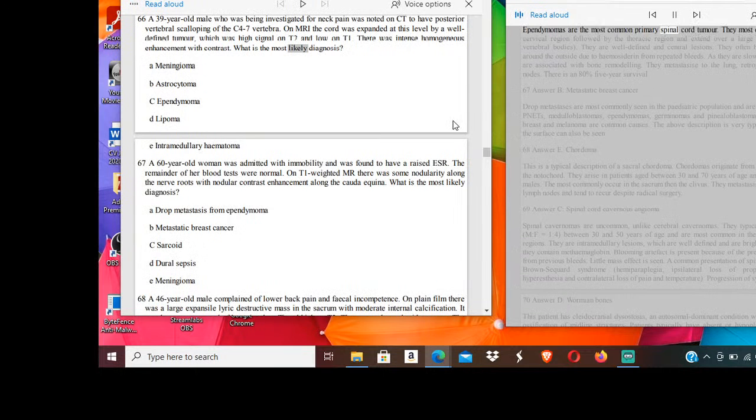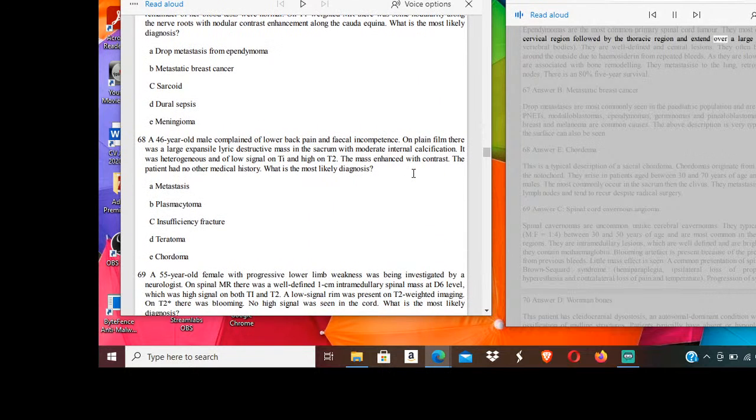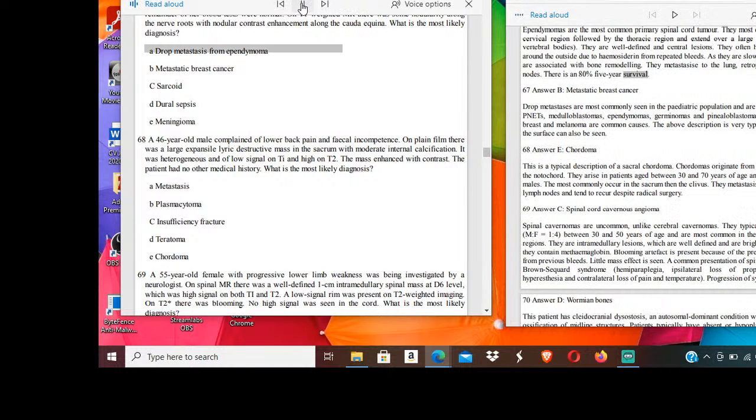Ependymomas are the most common primary spinal cord tumor. They most commonly occur in the cervical region followed by the thoracic region, and extend over a large area, an average of 4 vertebral bodies. They are well-defined and central lesions. They often have a low signal rim around the outside due to hemosiderin from repeated bleeds. As they are slow-growing tumors, they are associated with bone remodeling. They metastasize to the lung, retroperitoneum, and lymph nodes. There is an 80% 5-year survival.